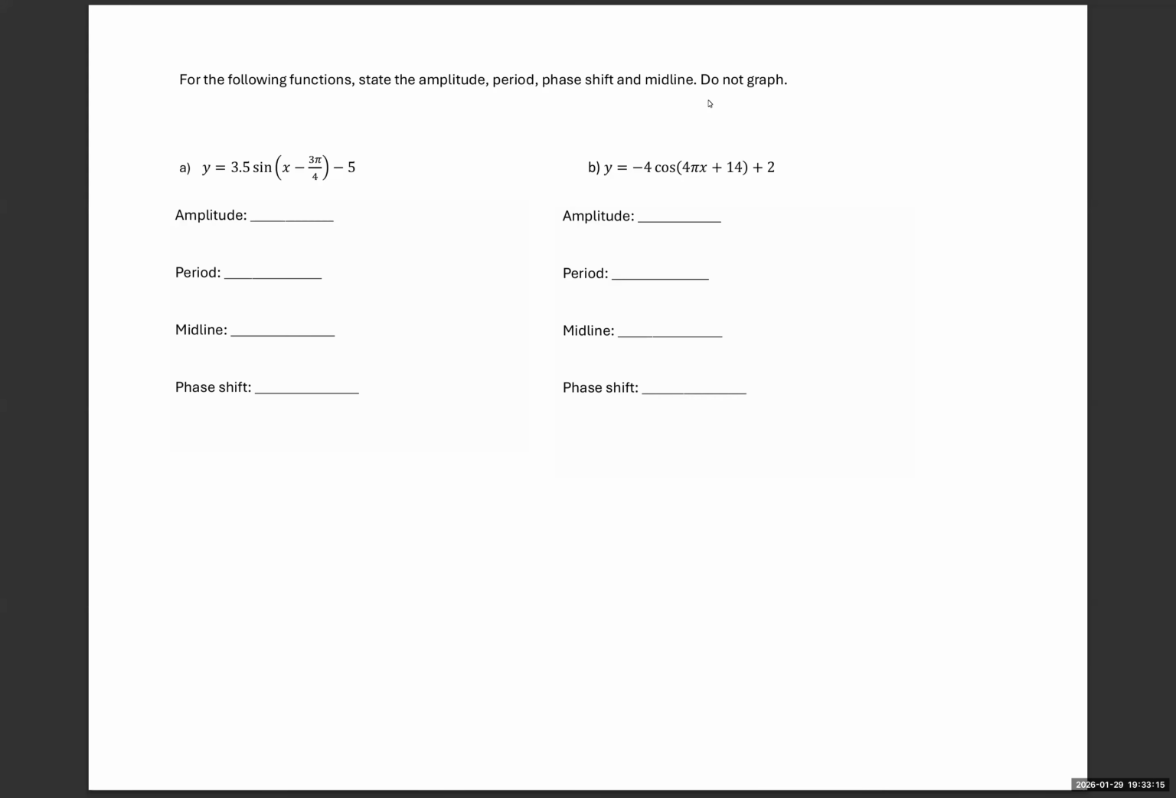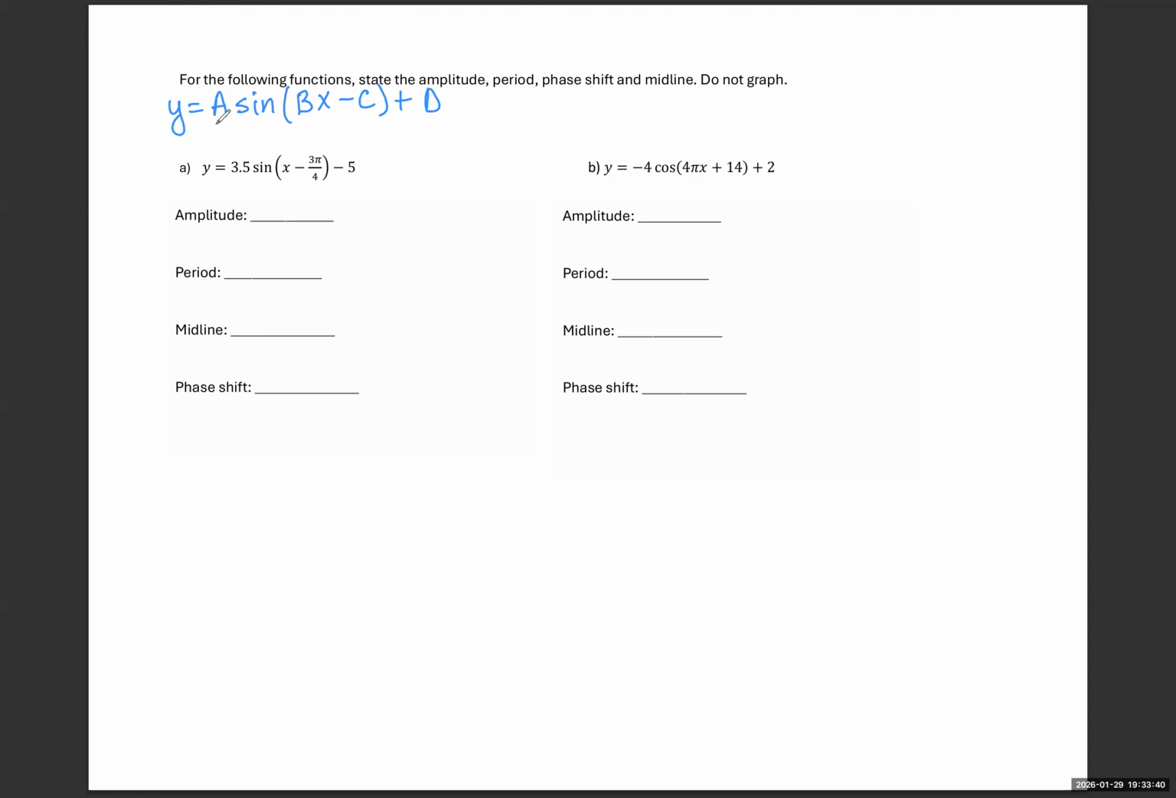This video is going to show you how to identify key components of the trigonometric function written in this way. So in order to do this effectively, let me write the general form of a trigonometric function. y equals a sine of b x minus c plus d. Now, we're going to start with the sine function.